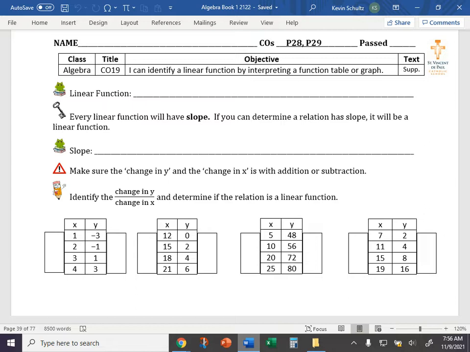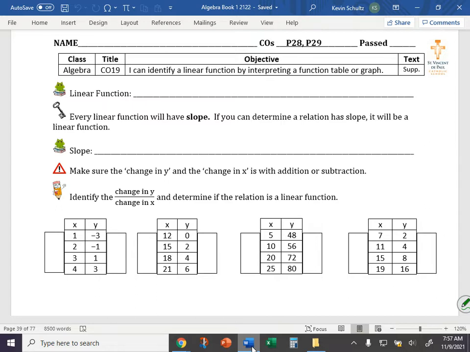comes to slope. You did look at slope, you know what slope is, but maybe you don't. It wasn't covered quite in depth as a regular pre-algebra class would. So we're going to start by defining linear function, and then get into slope a little bit, and then get into what the whole purpose of the objective is.